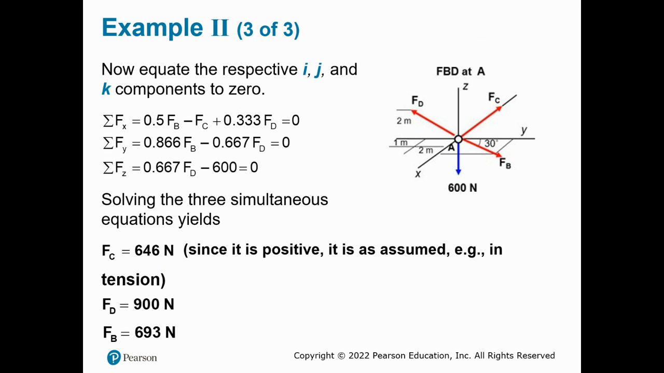Now putting all the I components together gives you the equation for Fx, putting all the J components gives you the equation for Fy, and putting all the K components gives you the equation for Fz. Set them equal to 0: 3 equations and 3 unknowns.